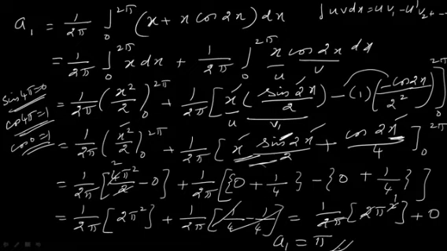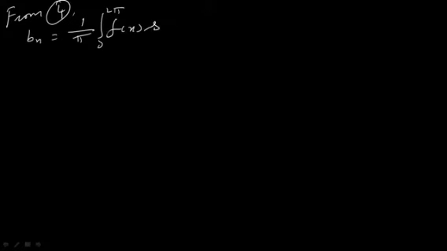Okay, so a1 is equal to pi. So we calculate the value of a1. Next we calculate the value of bn. So from equation 4, the formula for calculating bn is equal to 1 by pi integral 0 to 2 pi f of x sin nx dx. Next step, replace the f of x by the given function.